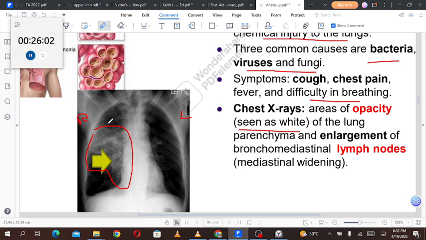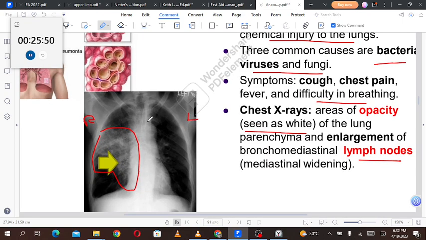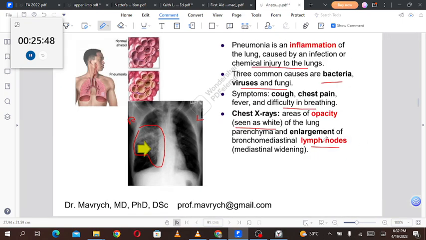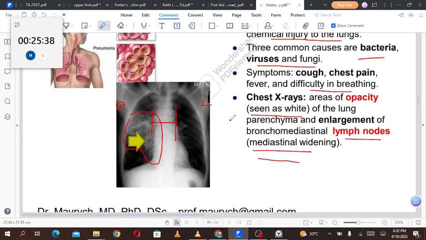So there we have an area of opacity on the right lung, seen as white on the lung parenchyma, and enlargement of the bronchomediastinal lymph nodes. Bronchomediastinal lymph nodes or mediastinal widening can be seen. If you look at this picture, the mediastinum has become this white. Normally it is not this white, so there is widening of the mediastinum as well.